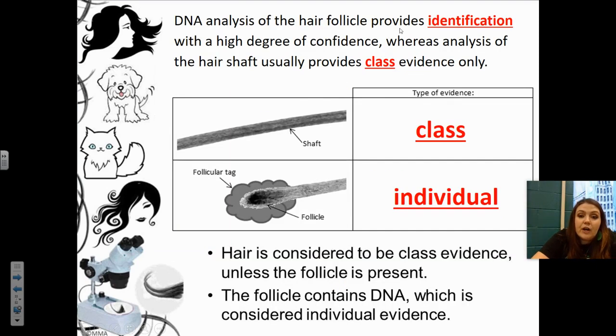DNA analysis of the hair follicle provides identification with a high degree of confidence, whereas analysis of the hair shaft usually just provides class evidence. So if I only have regular hair that's naturally fallen out, then it's class evidence. If I have the follicular tag, it's been ripped out, then it could be individual evidence if there's enough to find DNA. The follicle contains DNA, which is considered individual. I've said that multiple times, hopefully that is clear: hair is usually class, but if I have the follicle, it could be individual evidence.